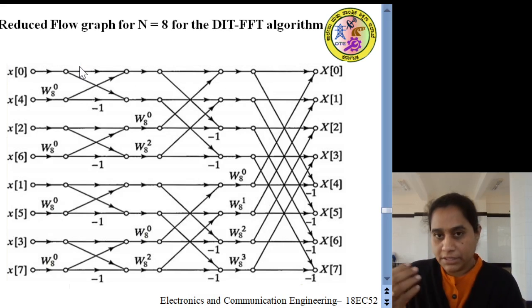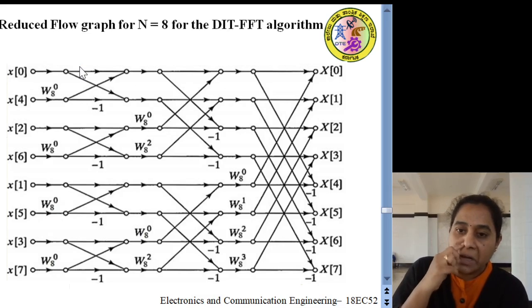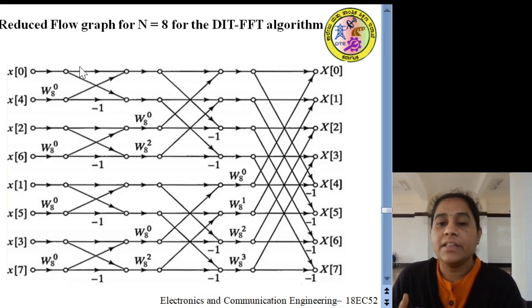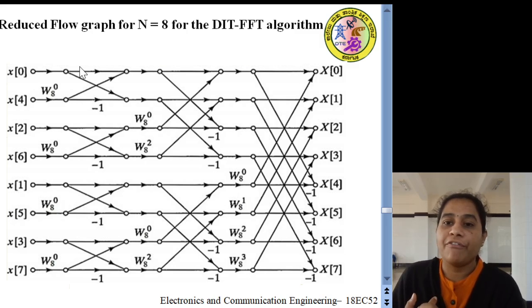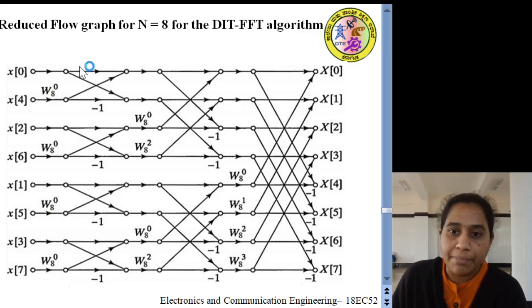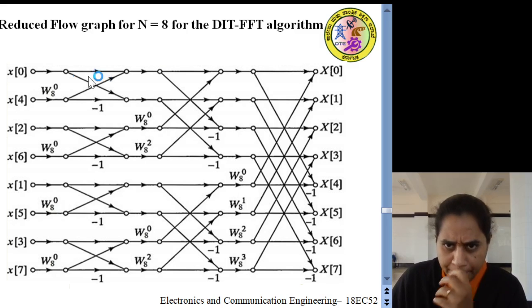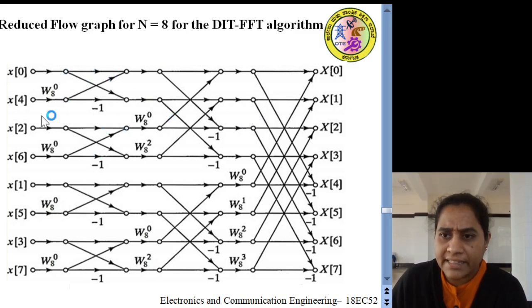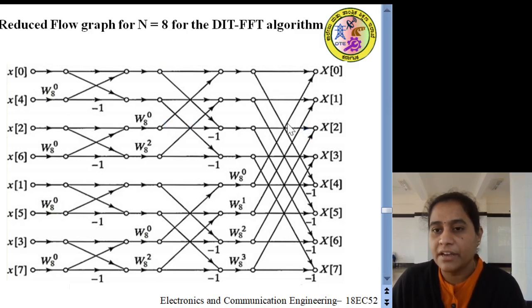Okay, just by considering the reduced butterfly operation, the complete reduced flow graph for n equal to 8 can be represented like this. So we are having 8 parallel lines and 3 stages of decimation. For n equal to 8 we have 3 stages.